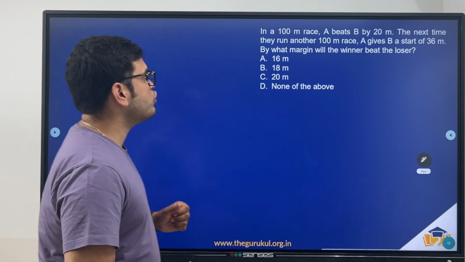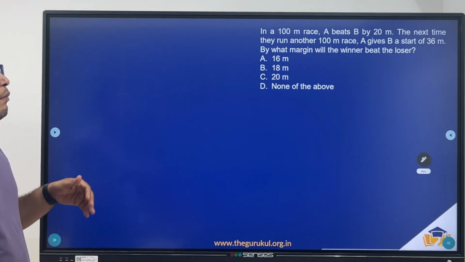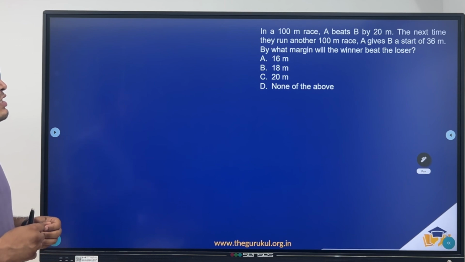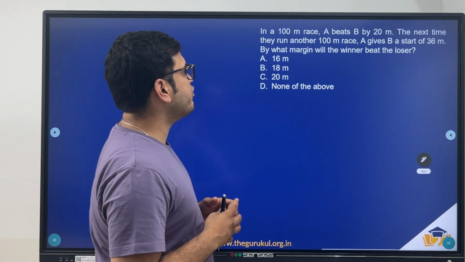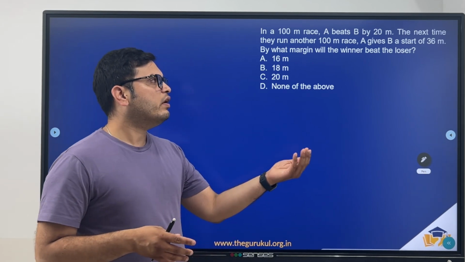Now coming to the last question. In a 100 meters race, A beats B by 20 meters. The next time they run another 100 meters race, A gives B a start of 36 meters. By what margin will the winner beat the loser?